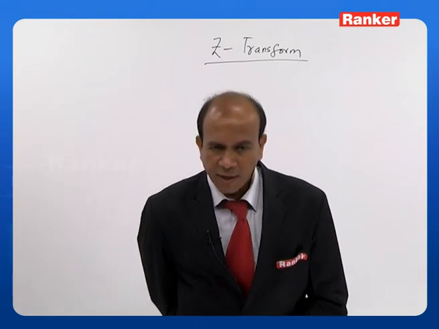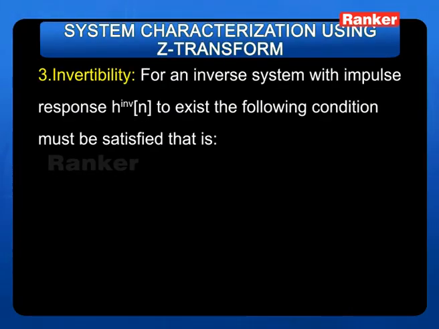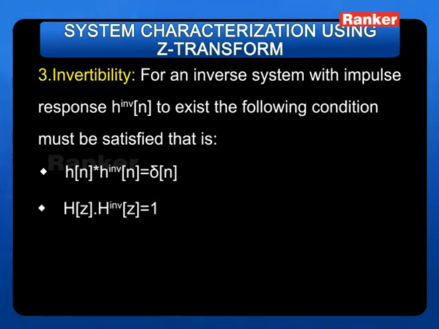Next comes invertibility, characterization using the Z transform. For an inverse system with impulse response h inverse of n to exist, the following condition must be satisfied. That is, if h of n is convolved with h inverse of n, it will be equal to delta of n. And if I take the Z transform, the product of these two will be equal to 1, and from this I can calculate h inverse of z.